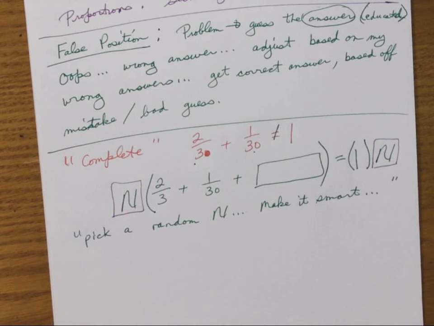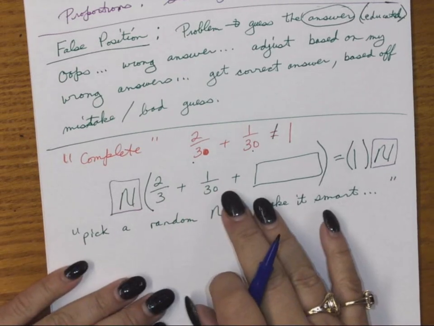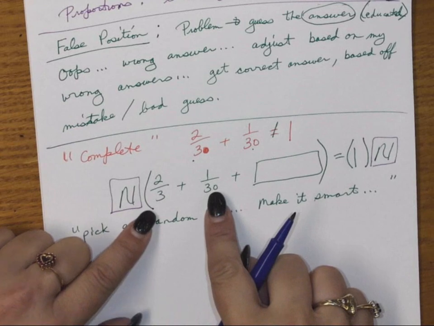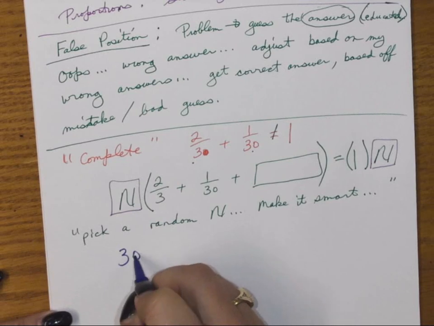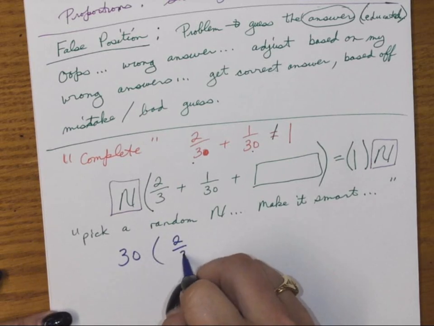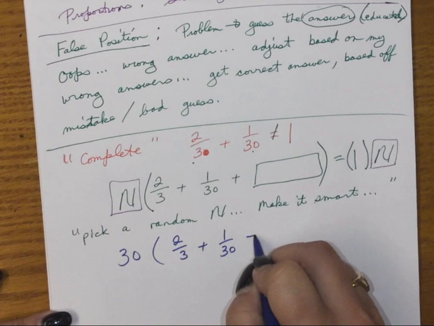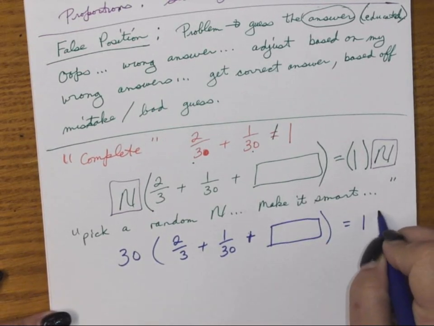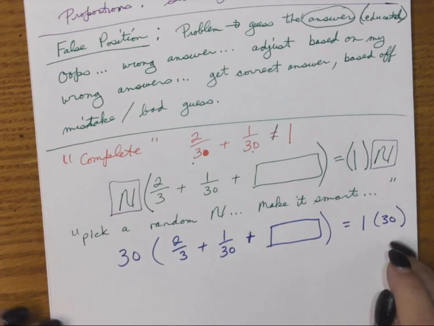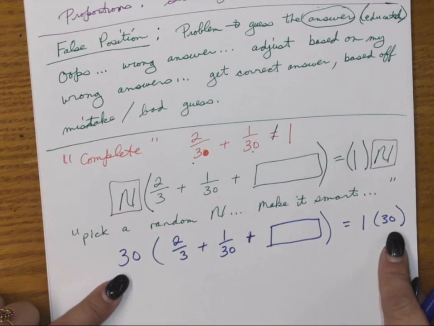So think about it for a second. I've got thirds and I've got 30ths. What would be a smart number to use? I hope that in the background you're saying 30, because we know 30 is a really nice number because it's a common denominator, right? Okay, so if I multiply both sides of this equation by 30, again, it's just some random number, I just picked it, but I tried to be smart about how I picked it. Okay, I can do that. I can multiply both sides by 30, right?